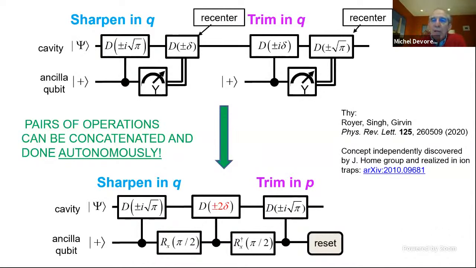All you need is to reset periodically the ancilla. More precisely, you can concatenate an operation which sharpens the peak in Q and the trimming in P, and resetting the ancilla has exactly the same effect as going out of the cryostat and actually applying a correction. So this is an incredible advantage of this code. Not only can you correct all the possible errors of the manifold, but you can do it autonomously, which if you think of many logical qubits, saves a lot of wires.